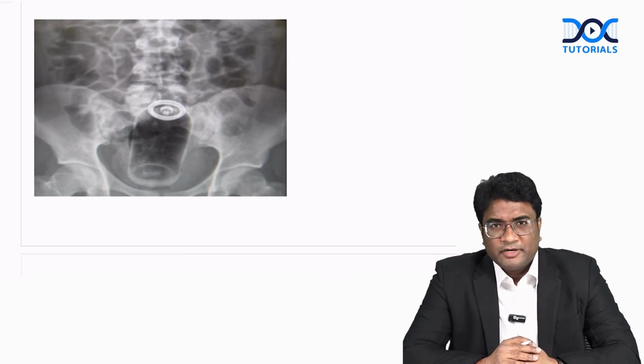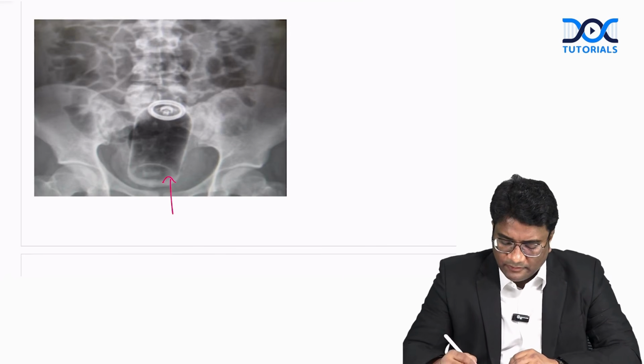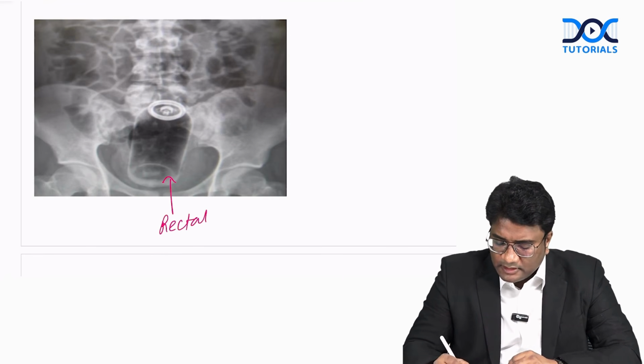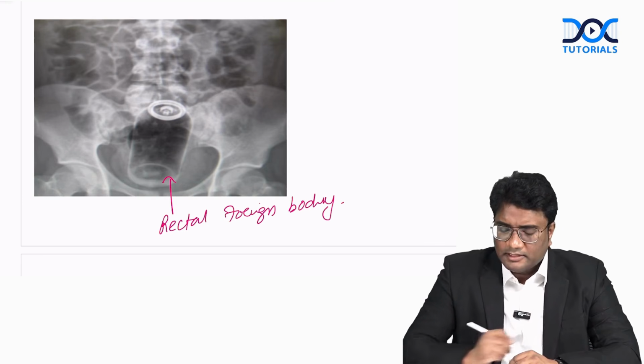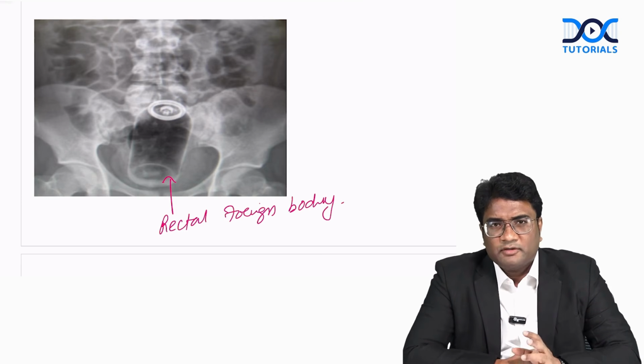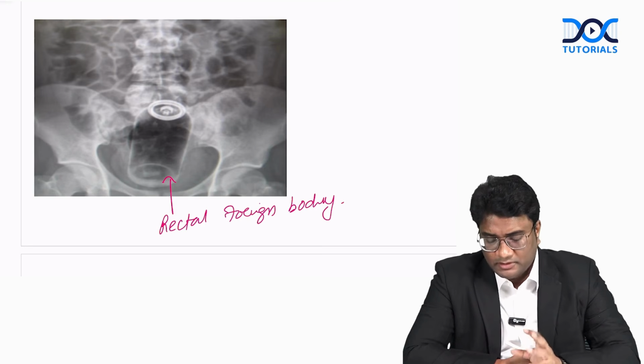And what is this abdominal radiograph showing? I hope you can see this is a rectal foreign body. Rectum is a common site for foreign bodies, right? In psychiatric patients or due to sexual pressures, people have different types of foreign bodies impacted in the rectum. So this is a rectal foreign body.